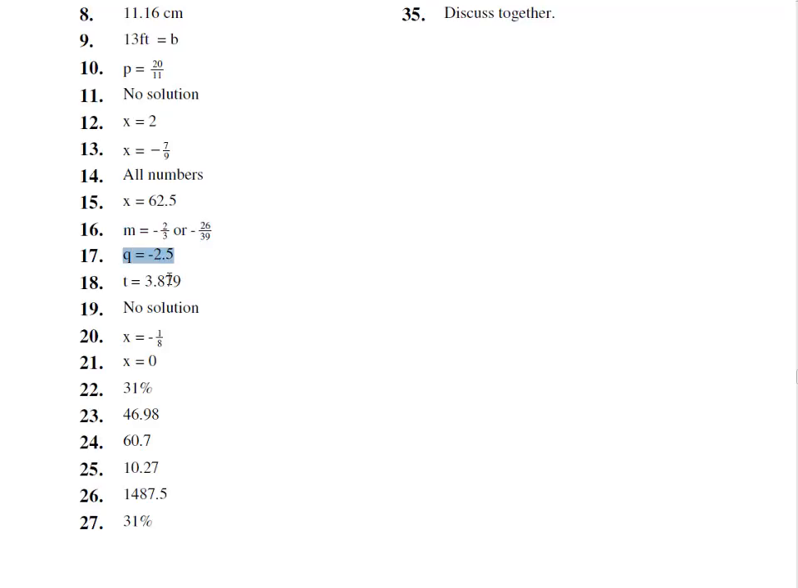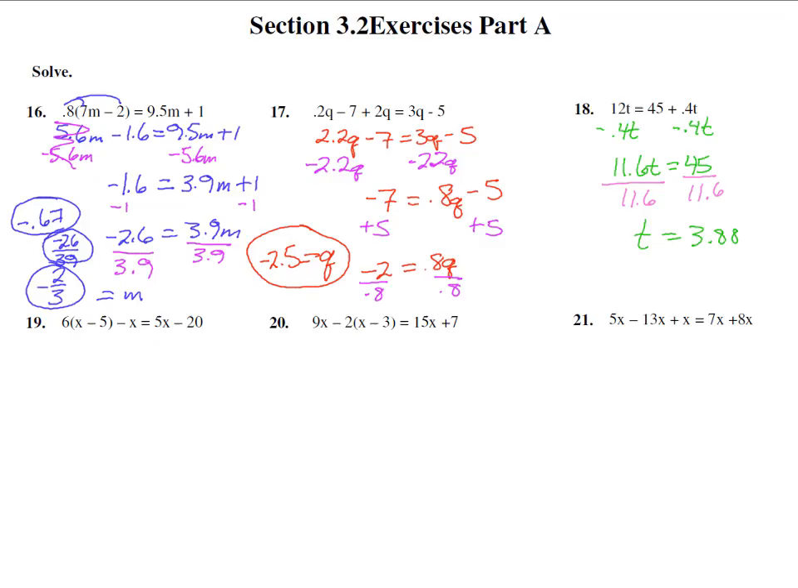And there was the q equals negative 2.5 and the t equals 3.88. Excellent. They just rounded at one more decimal place than what we had, which is fine. All right, number 19. Now we're looking at this one, we've got some parentheses. 6 parentheses, x minus 5, close that parentheses, minus x equals 5x minus 20.